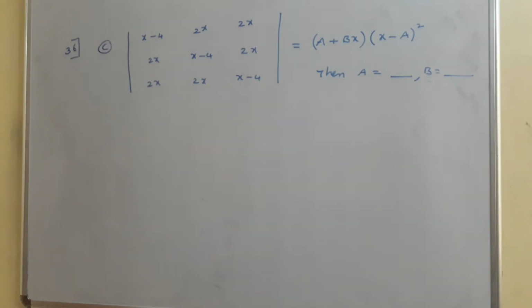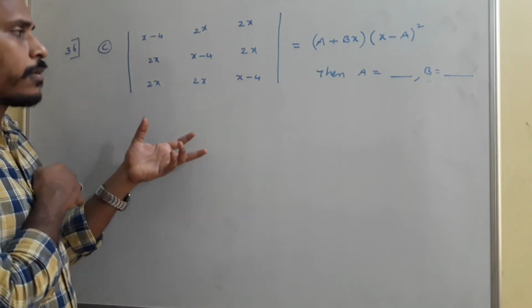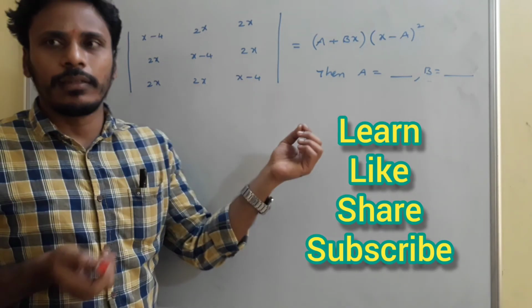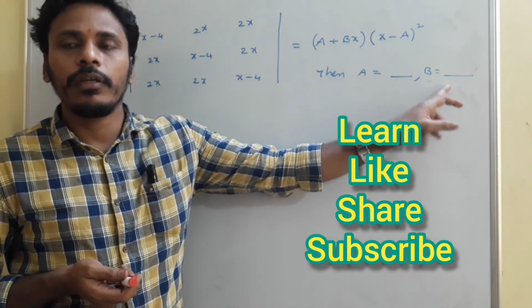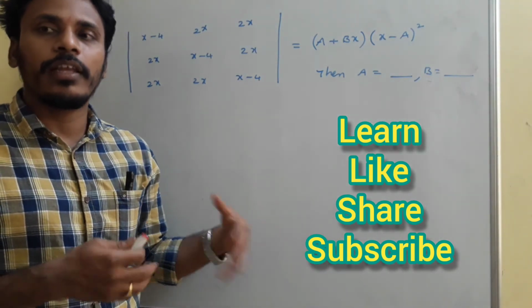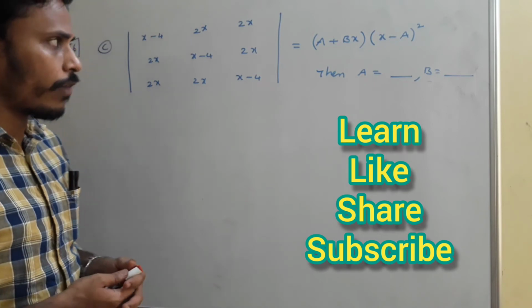So just look there, as I mentioned, if you solve in terms of x, it is somewhat calculative, a bit lengthy. So they just ask us to find the values of a and b. So take some values in the place of x, any value as you wish in the place of x.